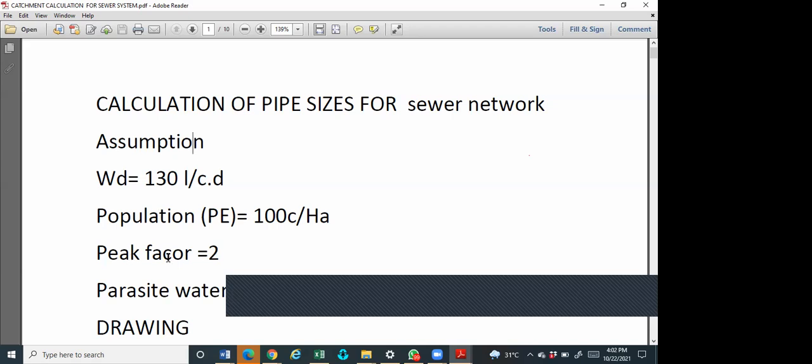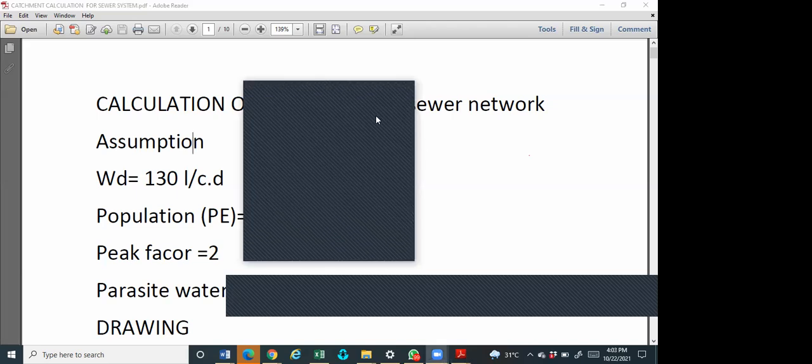Then we chose a peak factor of 2. Peak factor varies between 1.3 and 2.5. It's in our material, and it's also in the code and standard. Then we choose another safety factor, which we call the parasite water. The parasite water is the water that infiltrates your sewer system unknowingly, so you make provision for it. You don't assume that your sewer line is airtight. It's not possible.